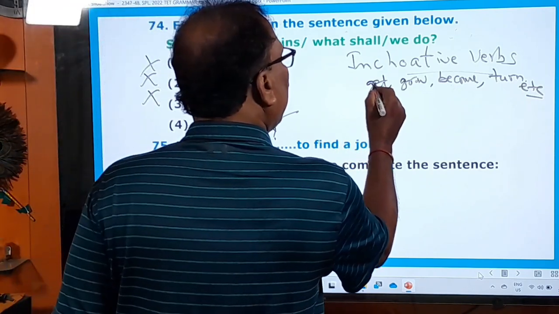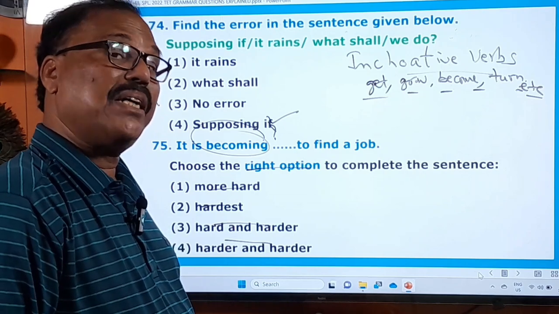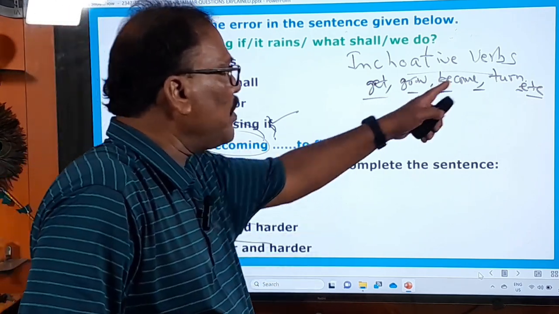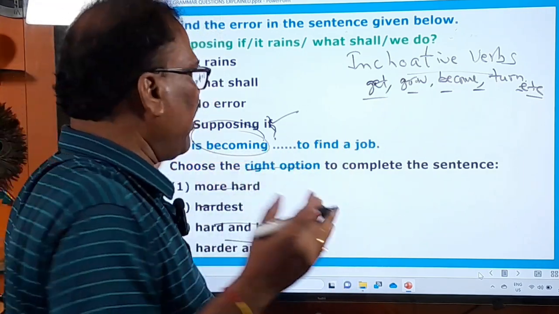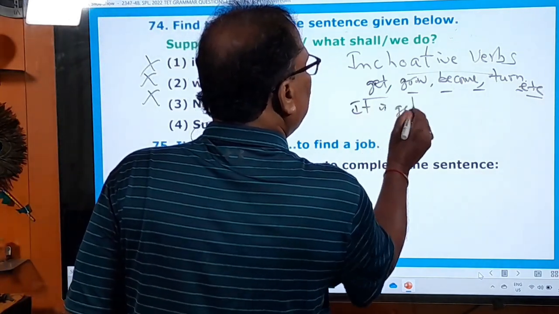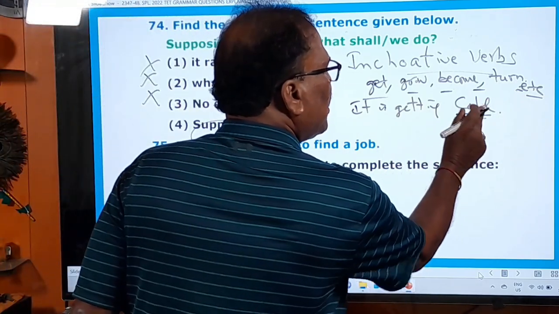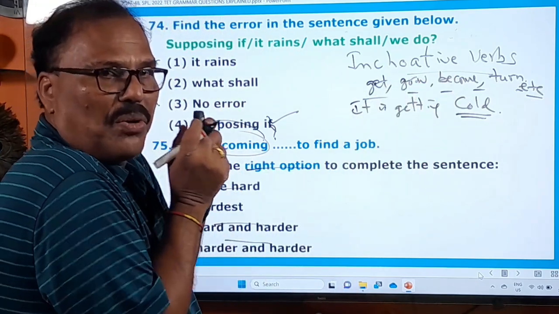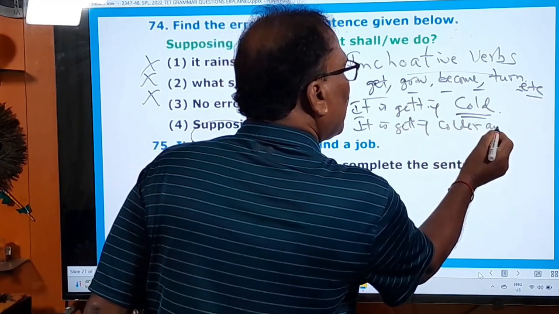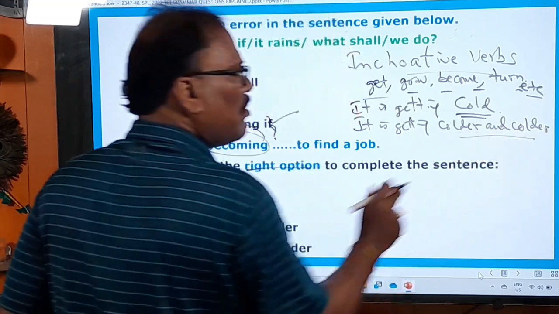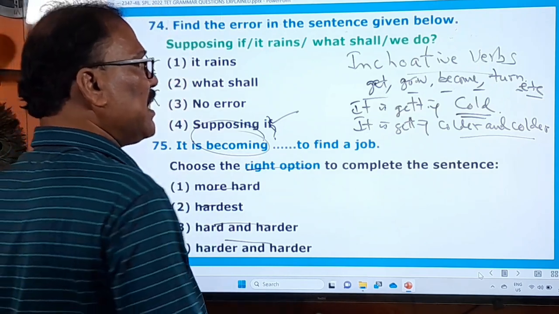They are used with ordinary adjectives. They are also used with comparative adjectives. Whenever a comparative adjective is used with them, we have to use it two times. That is the usage there. For example, "It is getting cold." This is right; only the positive degree adjective is used. You can also say "It is getting colder and colder." If you want to use the comparative adjective, you have to use it twice. It is getting colder and colder.